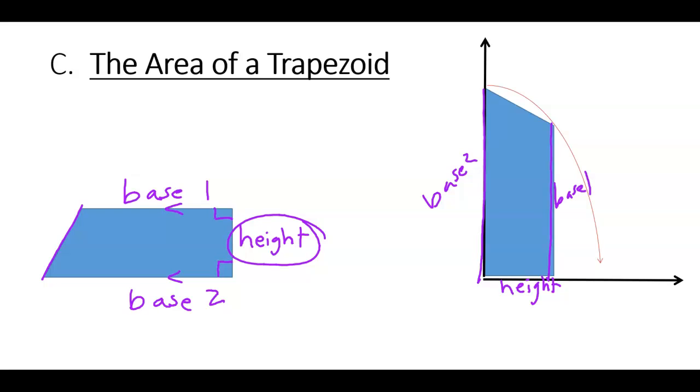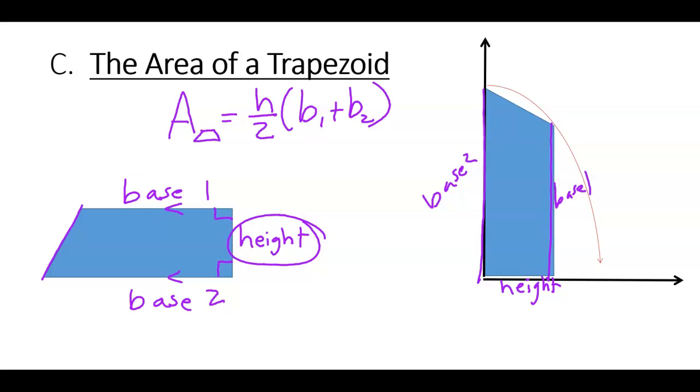Now, how do you find the area of a trapezoid? The area of a trapezoid is height over 2 times the sum of the bases. And you'll have to memorize that. They won't give you that formula on the test. So height divided by 2 times the sum of the bases.